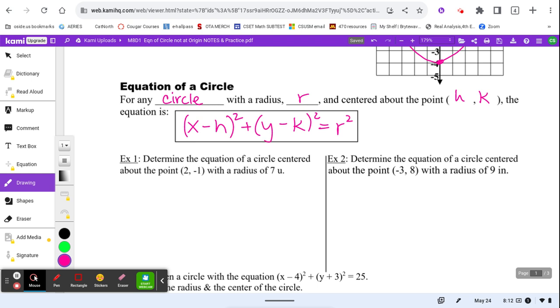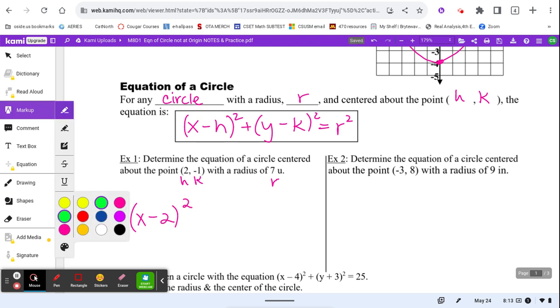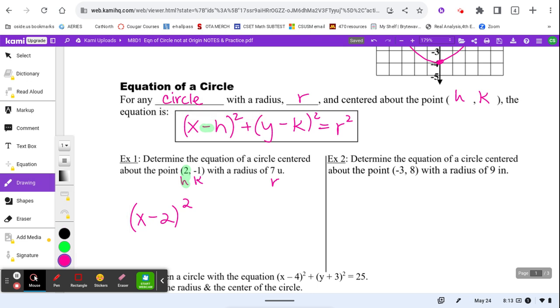So now determine the equation of a circle centered at the point (2, -1) with a radius of 7. So this is my h, this is my k, and this is my r, and I just plug in. So it's going to be (x minus 2) squared. Now here we go again with the whole sign movement. Remember how there's a minus in the formula. So if this is a positive 2, in the formula it turns into minus 2, just like vertex form, just like point slope form. Then it's (y minus a -1) squared.